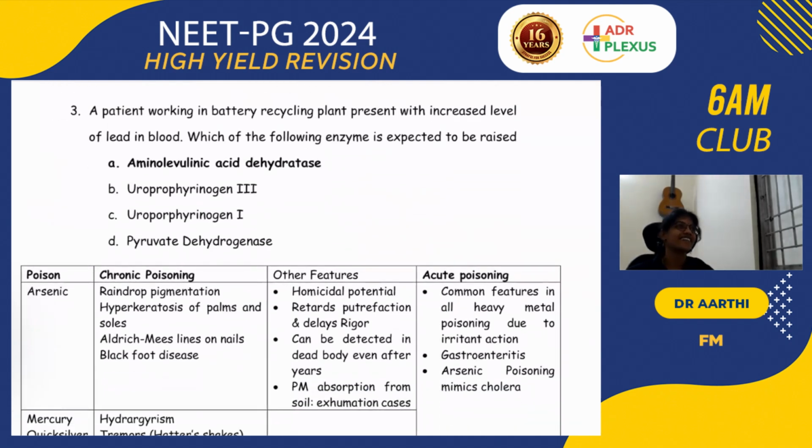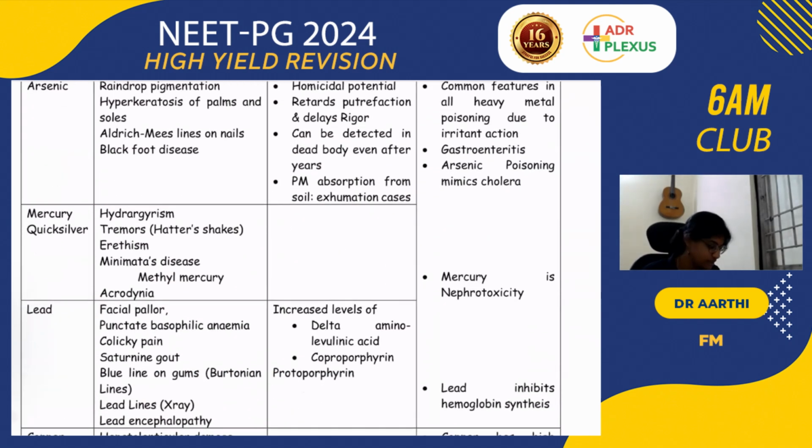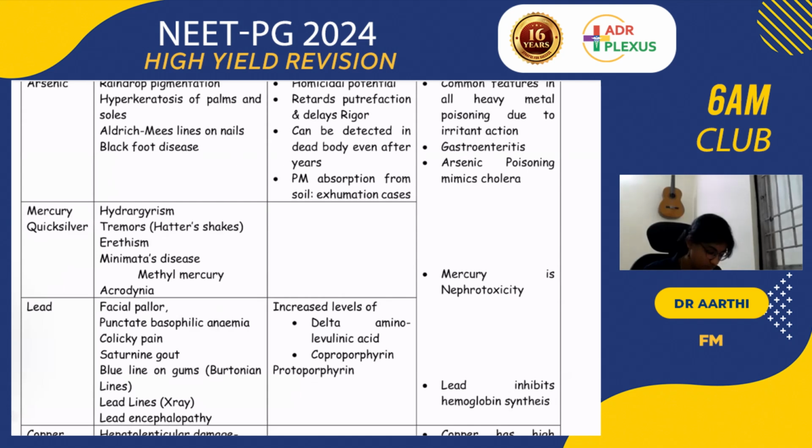Another area that they like to ask questions from is the heavy metal poisons. Increased level of lead. They have given lead already as a clue. Now all they are asking is which enzyme is getting affected. This question overlaps with biochemistry also, but we have already seen there are two main enzymes which increase, right? Delta aminolevulinic acid and porphyrin.